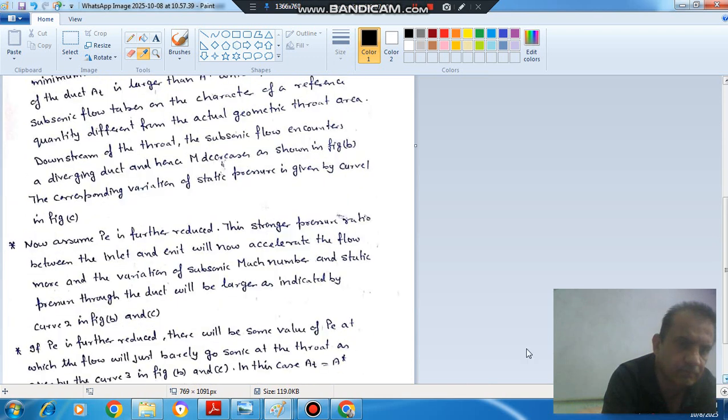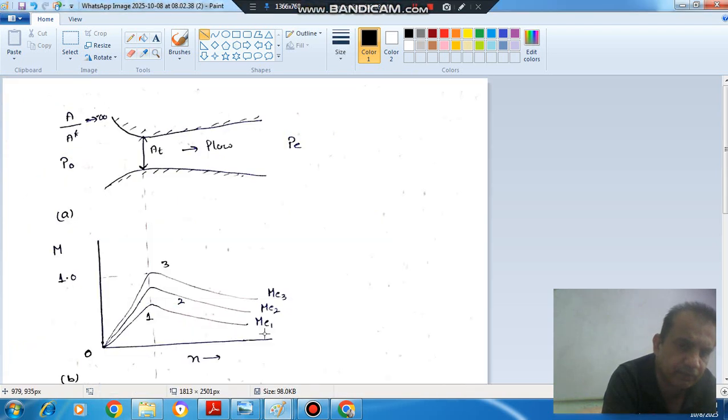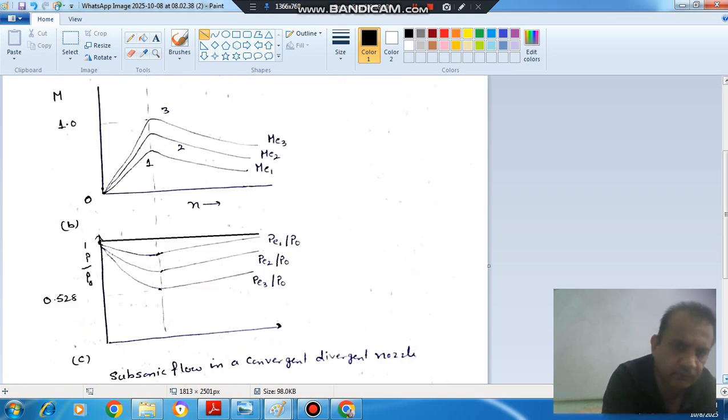Next point, now assume PE is further reduced. This stronger pressure ratio between inlet and exit will now accelerate the flow more, and the variation of subsonic Mach number and static pressure in the duct will be larger as indicated by curve 2 in figure B and C. So now if we further reduce the pressure, then we will get increased Mach number at exit, but still the sonic conditions are not achieved at the throat. So this is for curve 2, and this is the pressure variation for curve 2.